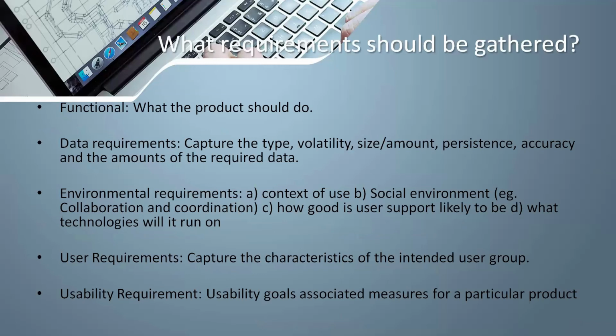So what requirements should be gathered? We should talk about functional requirements first. And all these are non-functional requirements: data requirements, environmental requirements, user requirements, usability requirements. Data requirements means what kind of data is required, what is the accuracy of the data, how much data, less data or more data. Not any data is important; what the customer needs, what you need as a business, is what you will take. Then you need environmental requirements.